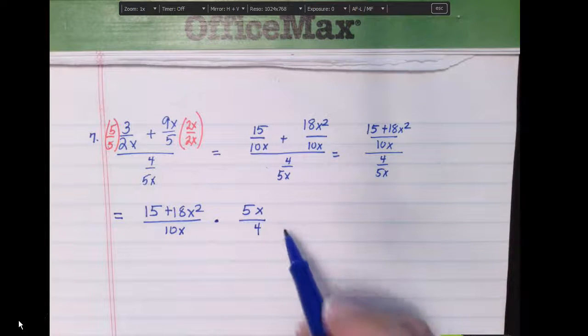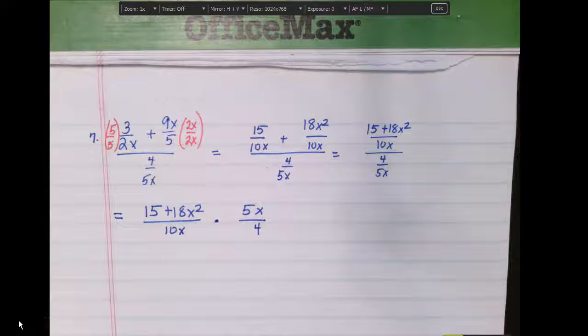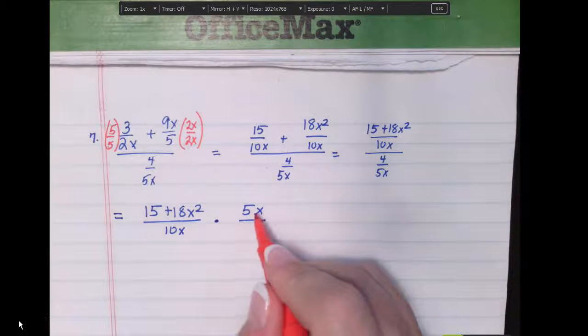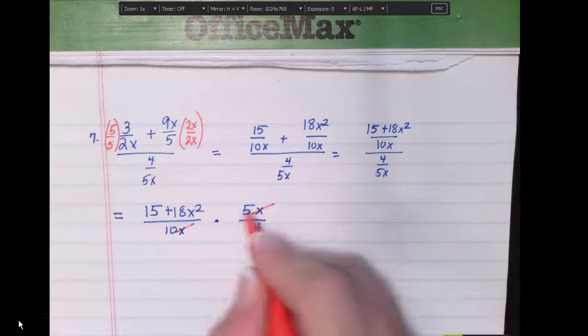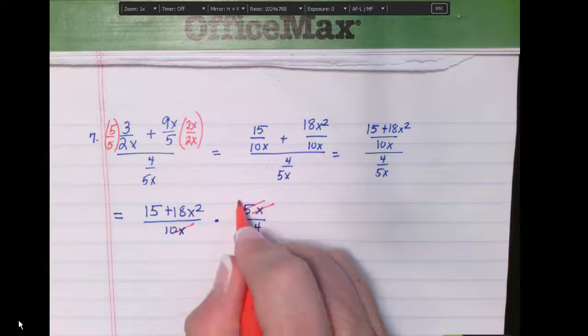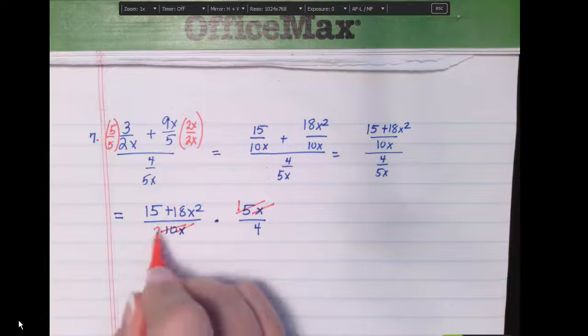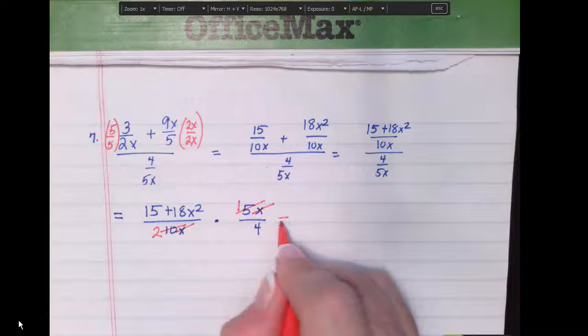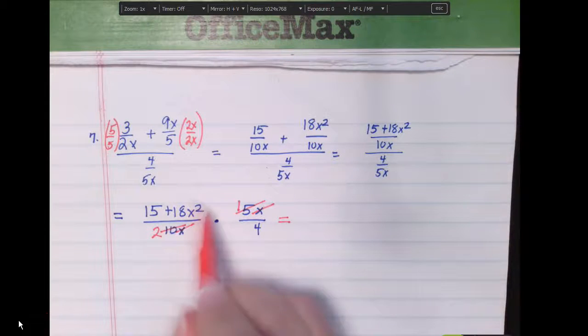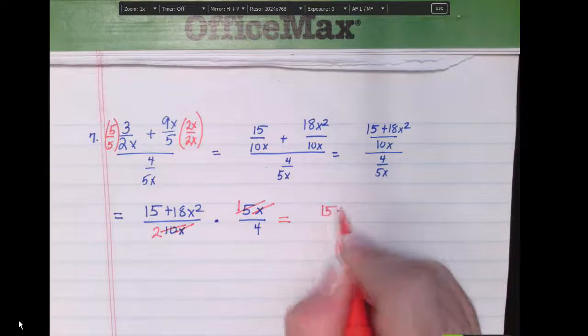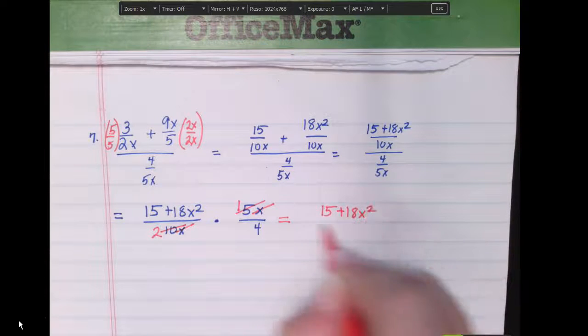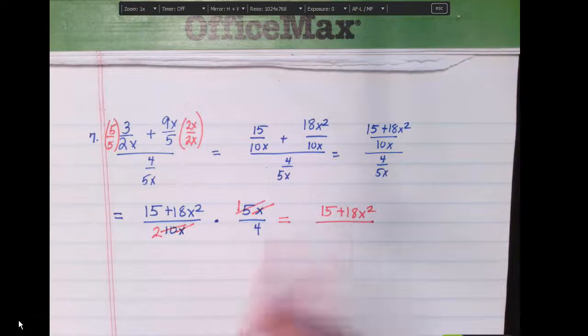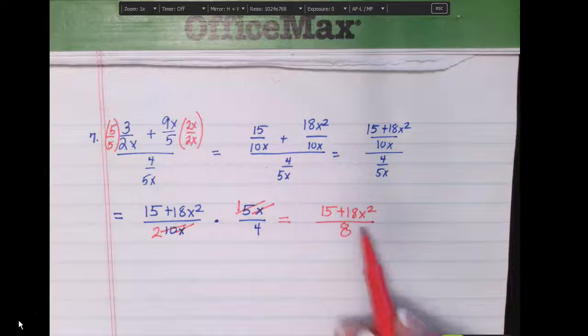So now I'm looking on the diagonals for anything that could be canceled, and I can cancel my x. And 5 over 10, 5 goes into 5 once, 5 goes into 10 2 times. So now I have 1 times this whole expression, 15 plus 18x squared, and on the bottom I have 2 times 4, which is 8. I'm just checking to see how that matches up with my solution, and that matches the answer key.